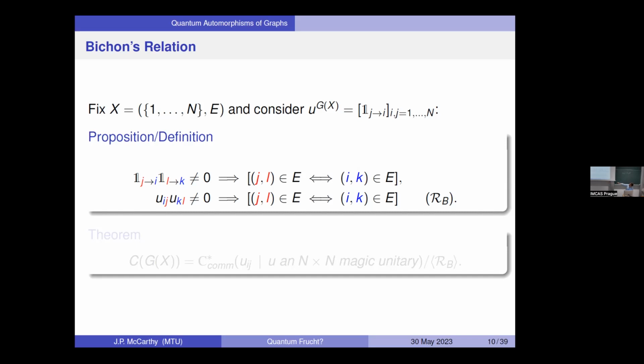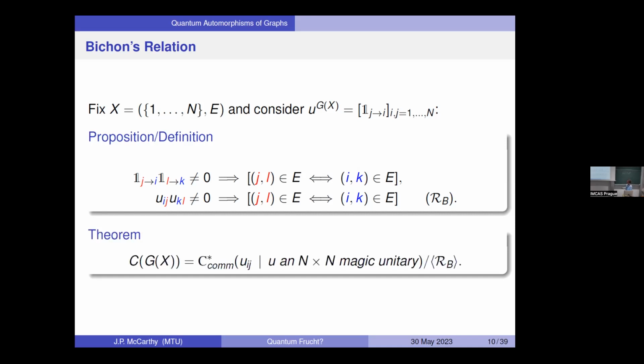And now we just abstract this one. So U now is just going to be any magic unitary. And we're going to write down such a relation that if the product of two entries of the magic unitary is non-zero, this would imply that we have a similar thing. And we call this Bijan's relation. Okay.